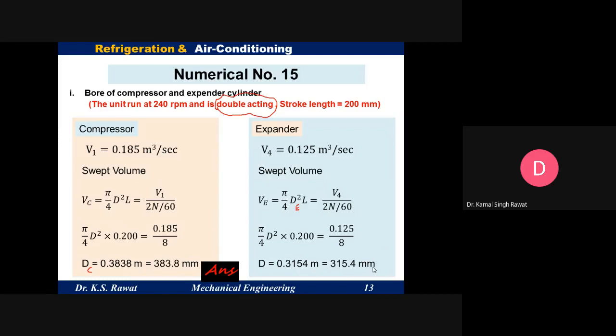Okay. So now we have calculated all the components. We have calculated the COP, the mass flow rate, the required power, and the piston displacement for the compressor and expander, and we have also calculated the bore of the compressor and expander. So this is the simple question on the Bell-Coleman cycle. There is a simple approach.